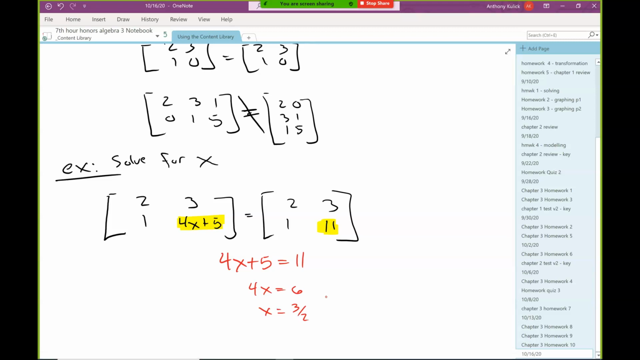Is everybody okay with that idea? I just wanted to illustrate how we're using the definition in both directions. Since it's an if and only if statement, I can look at two matrices and try to determine if they're equal by checking to see they have the same shape and the corresponding elements are all equal. Or if I know the two matrices are equal, I can set the corresponding elements equal to each other. You can use that definition to go both directions. Is everybody okay with that idea? Okay.